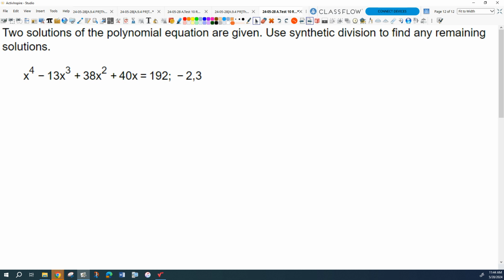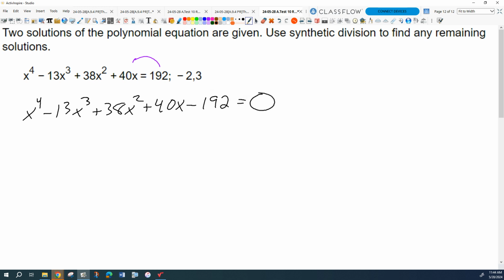Okay, so we're going to have to do that, but we have to set this up a little bit. Am I ready to solve this equation yet? What do I have to do first? Okay, good. I've got to subtract that 192 so I get it all equal to 0. So that's going to give me x to the 4th minus 13x cubed plus 38x squared plus 40x minus 192 equals 0.